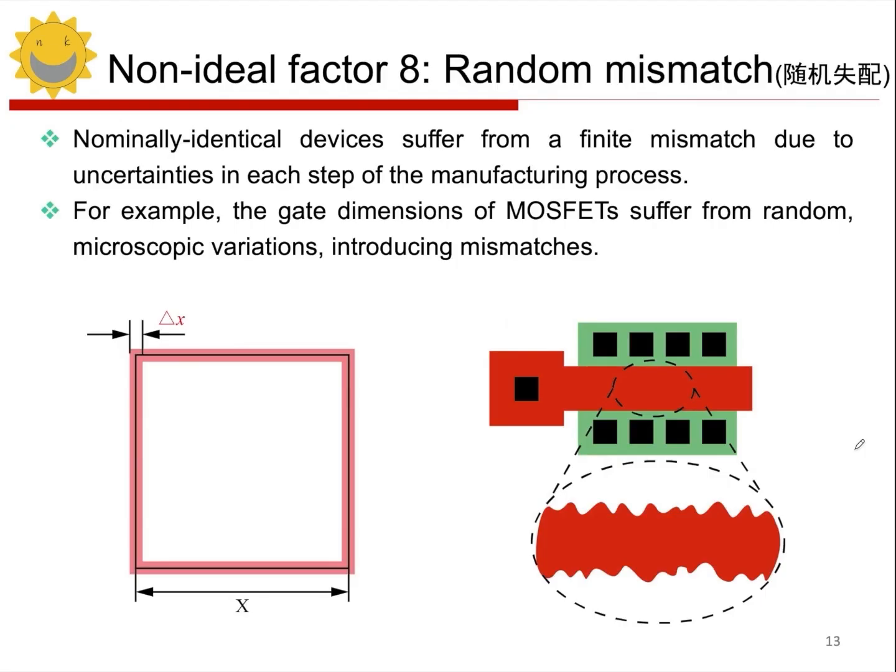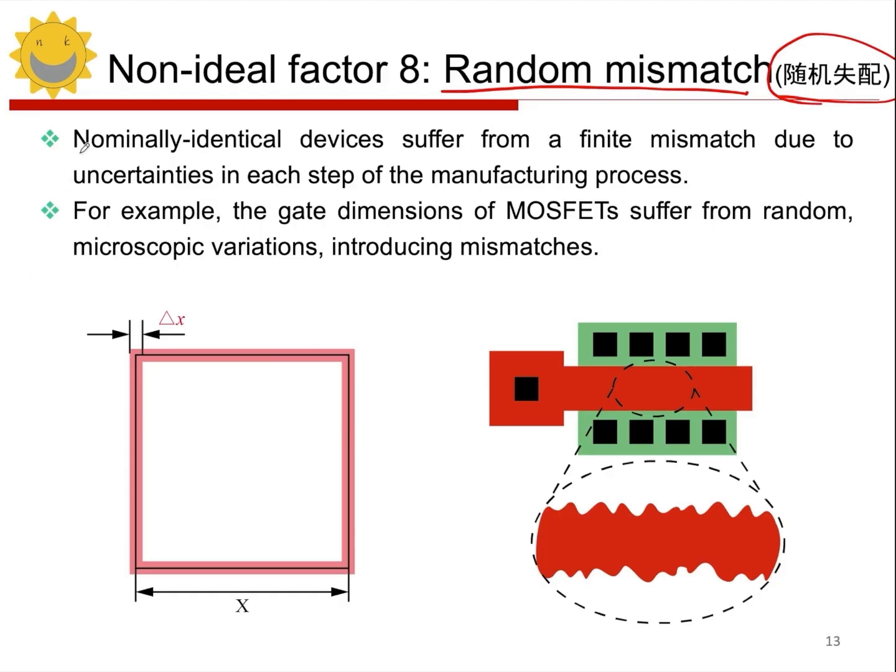So what is this last non-ideal characteristic called? It's called random mismatch. Random mismatch refers to random mismatch. So what is this random mismatch phenomenon? Let's take a look at it in practice.